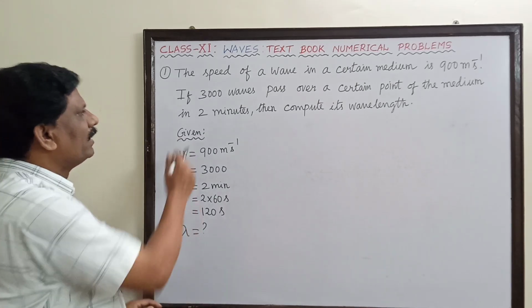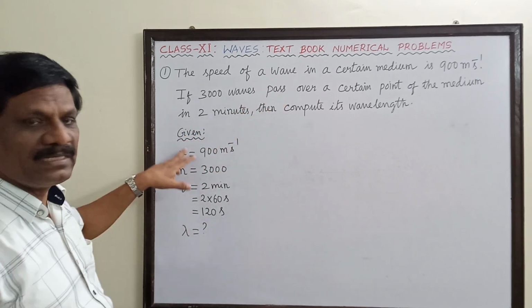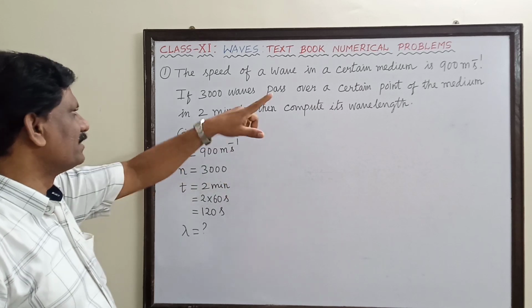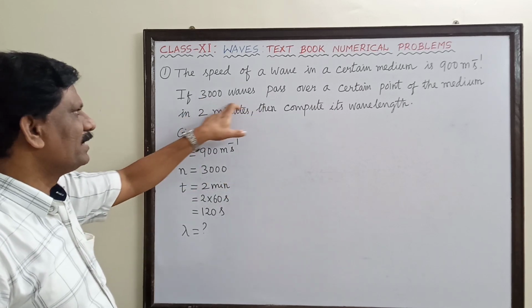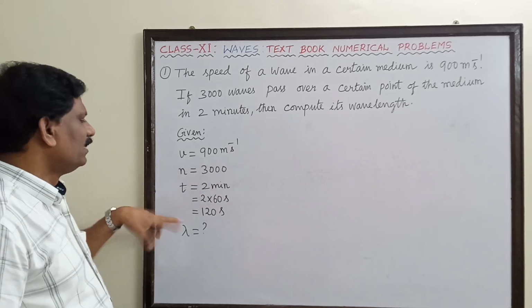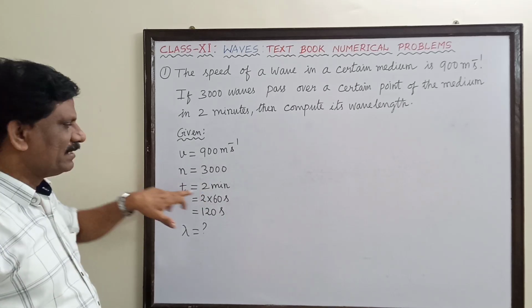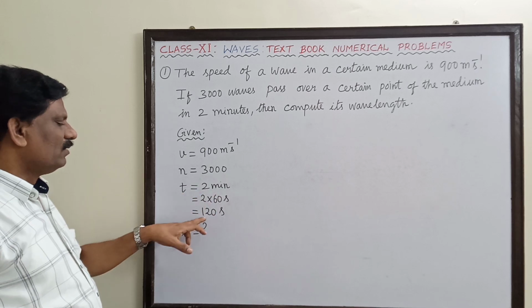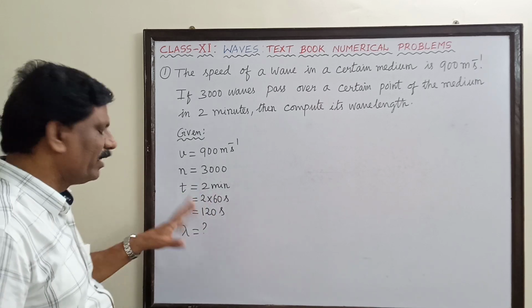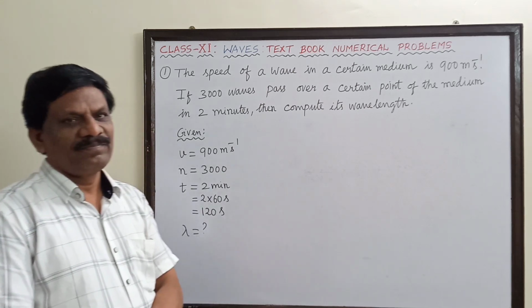Now what are the given quantities, I have summarized here. The velocity of this wave is 900 meter per second. The number of waves passing over a certain point, n, is equal to 3000 waves. Now the time of travel is 2 minutes, so it is converted into seconds. So t is equal to 120 seconds. We have to determine the wavelength.